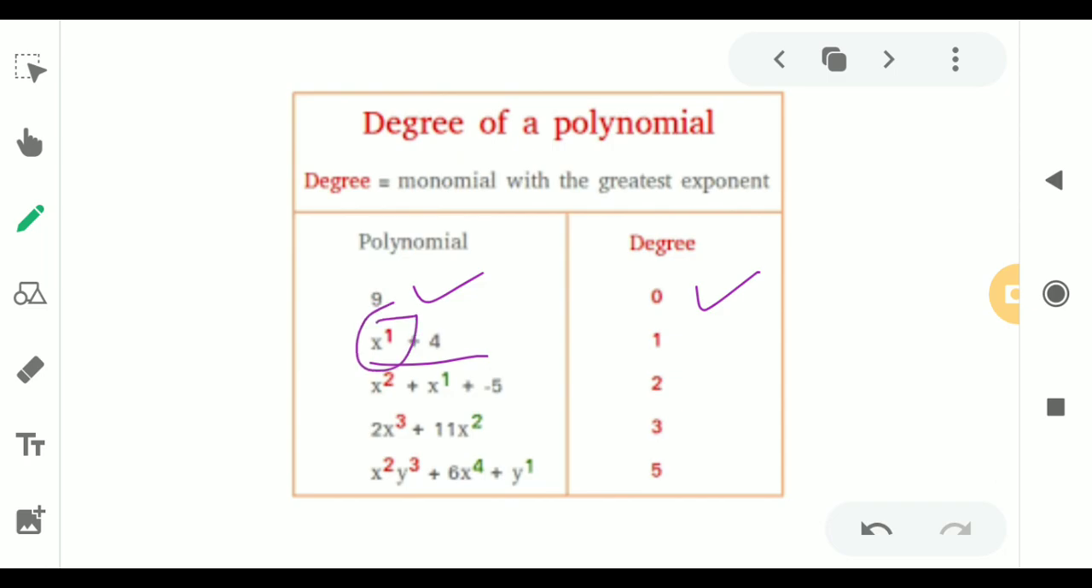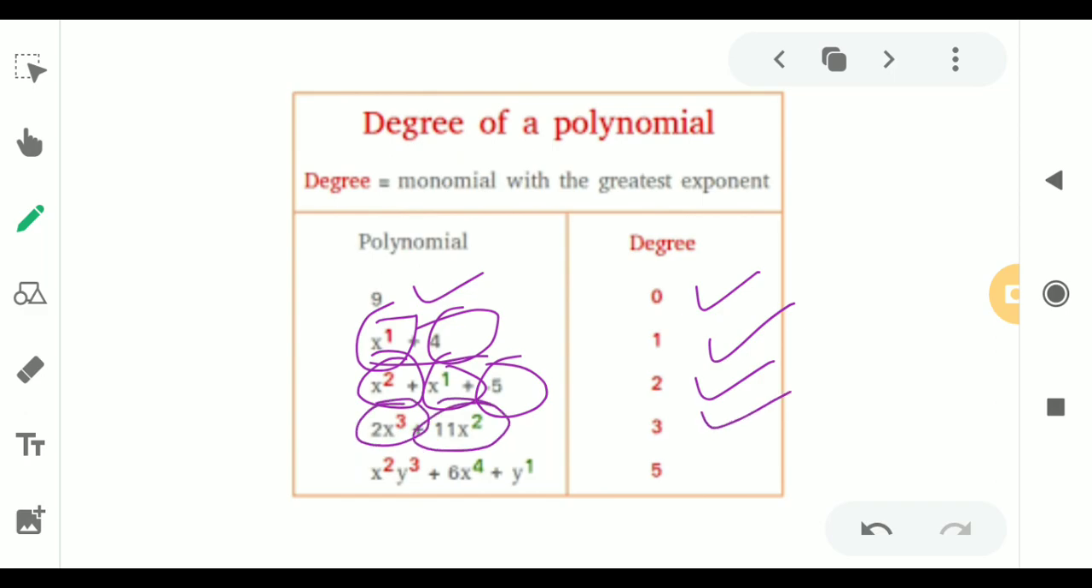See, here power is 1. Here power is 0. So 1 and 0. Which one is greater? 1. So degree is 1. See here 2, 1, 0. Which one is greater? 2. That is why degree is 2. Here power is 3. Here power is 2. Which one is greater? 3. So we can write 3.